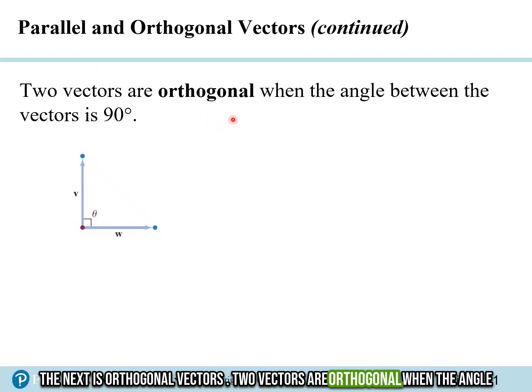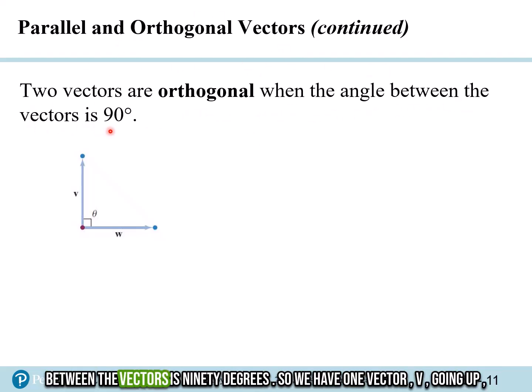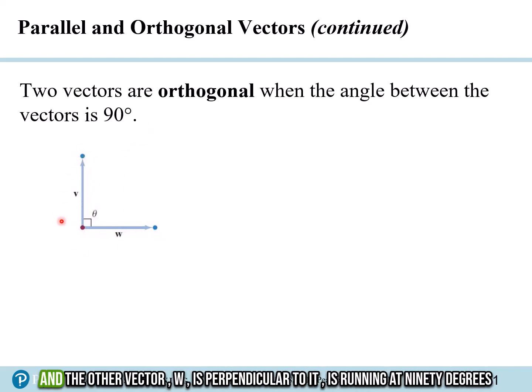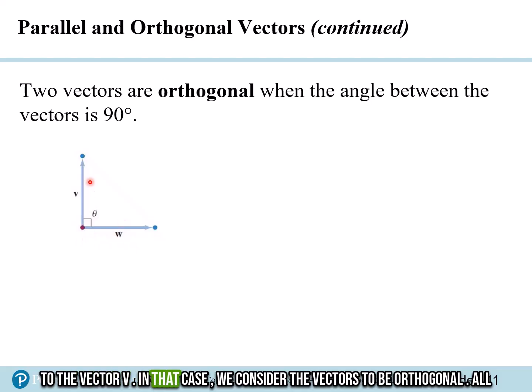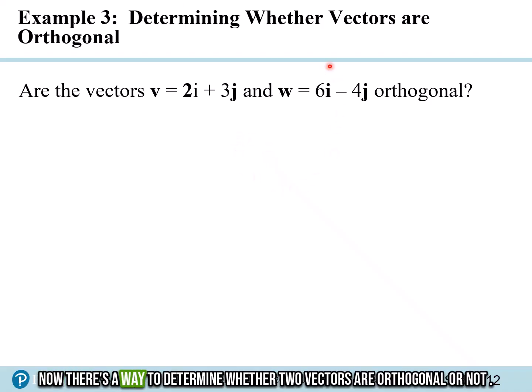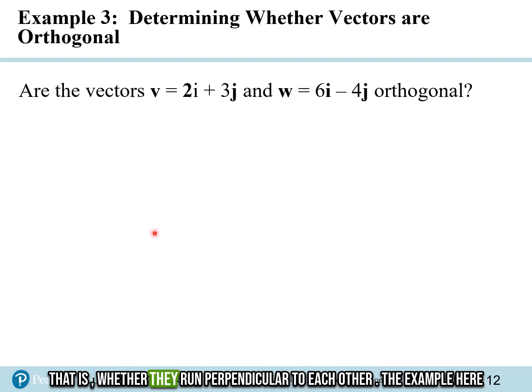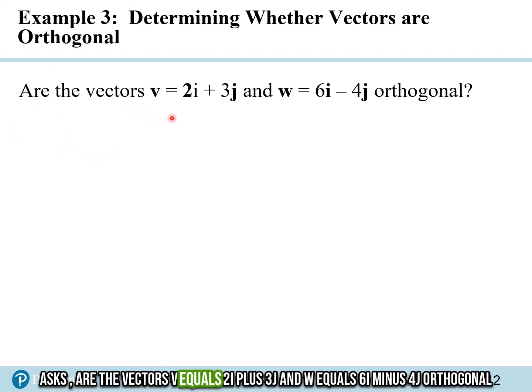Two vectors are orthogonal when the angle between the vectors is 90 degrees. So we have one vector v going up and the other vector w is perpendicular to it, running at 90 degrees to the vector v. In that case, we consider the vectors to be orthogonal. All right? Now there's a way to determine whether two vectors are orthogonal or not, that is, whether they run perpendicular to each other. The example here asks, are the vectors v equals 2i plus 3j and w equals 6i minus 4j orthogonal or not?